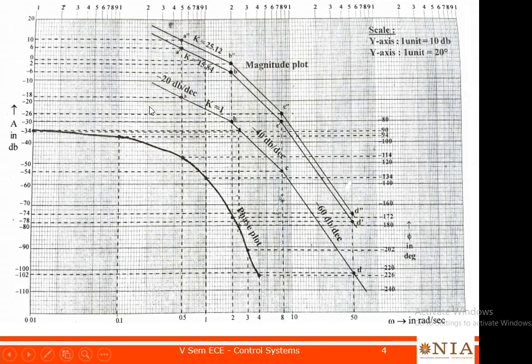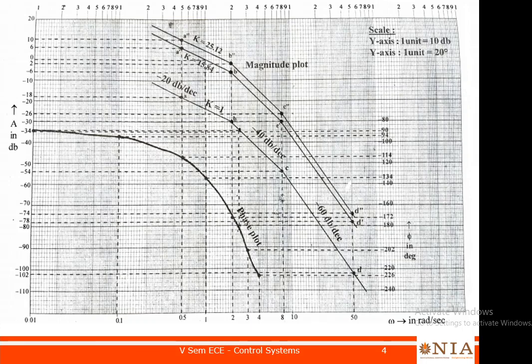That means I should shift this graph. Every point, I should add how many dB so that I shift it? Minus 34 to minus 6, how much? 28. So every point here should be shifted upwards by 28 dB, so that my gain corresponding to phase crossover frequency will be minus 6 dB. If it is minus 6 dB, then your gain margin becomes 6 dB, isn't it?